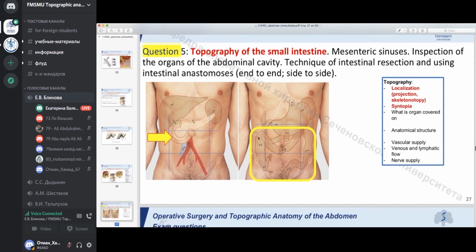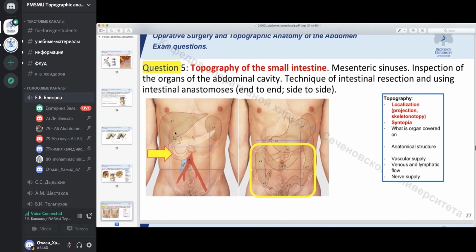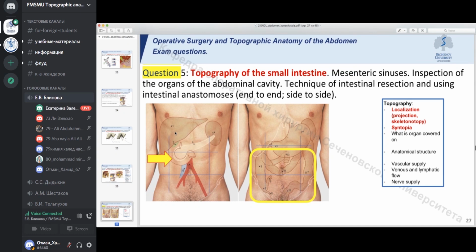Topography of the small intestine, mesenteric sinuses. The small intestine includes three parts: the duodenum, the jejunum and the ileum. Firstly, the duodenum has a superior part, descending part, transverse part and ascending part. The superior part is located inside of the superior compartment of the abdomen, and the other parts inside of the inferior compartment. The duodenum is covered by the peritoneum on one side. Also, the surgical access to the duodenum is very difficult.